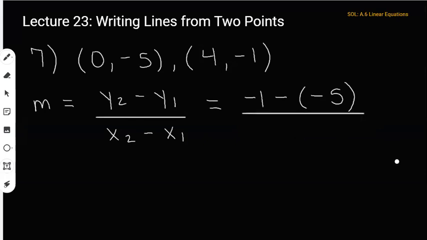So we subtract the y values on top. On the bottom of the fraction, we have the x values that we're going to subtract. My x values are going to be 4 and 0. So I'm going to have 4 minus 0 on the bottom. Then I subtract the numbers on the top first. What you'll notice on the top is you have a double negative, and a double negative is the same thing as a positive. So it's actually -1 plus 5. That's going to give you 4.